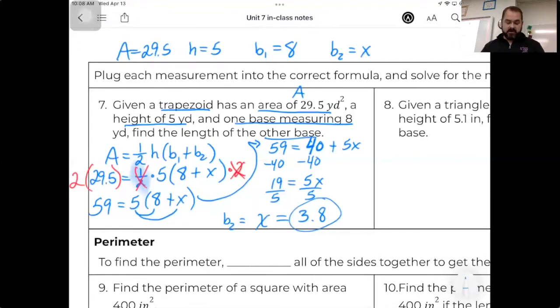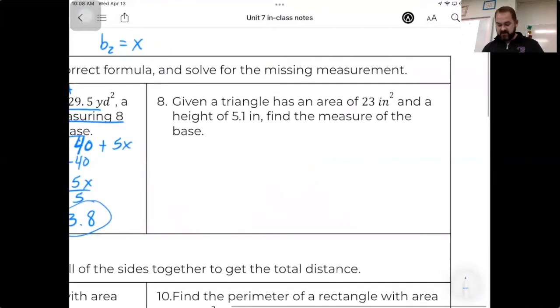So what I want you to do, number 8 is a very similar problem, but this time we're talking about a triangle. I want you to start with the area formula of a triangle, plug in your information, work backwards to find the measure of the base of the triangle. So you're going to pause the video here, try this one on your own. If you need more time, pause again, but this is what we should get.